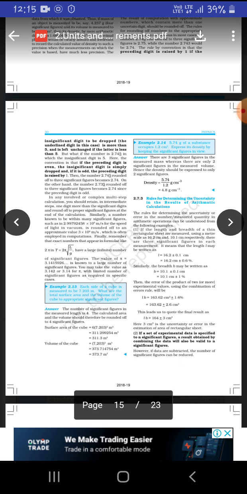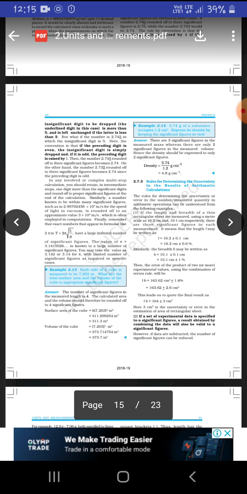Here it is rounded off, and to three significant figures it becomes 274 because the preceding digit is odd. There it is 2745; it becomes 274 instead of 275, because the preceding digit is not odd. Like that only you should see the nearer number of the significant figure.